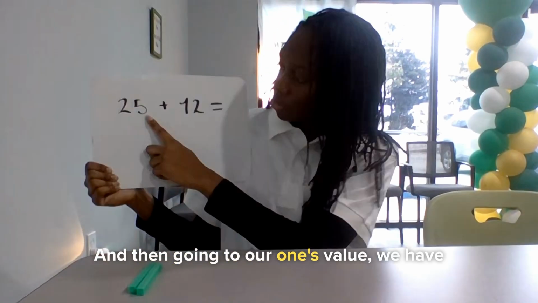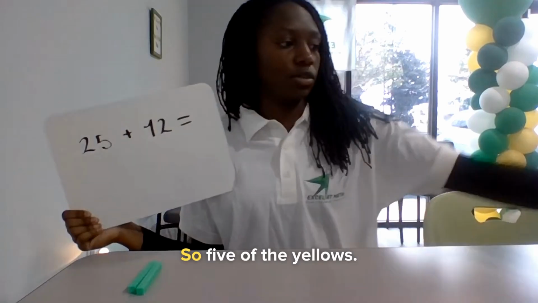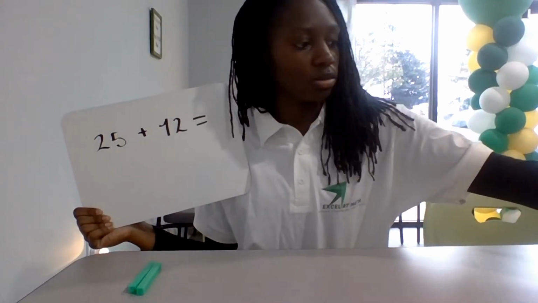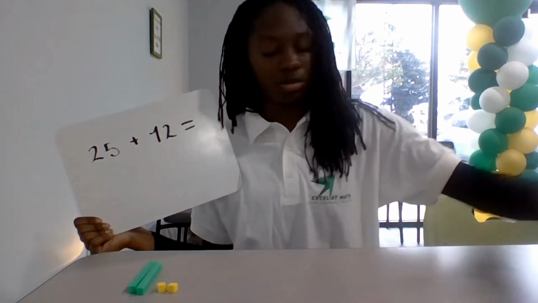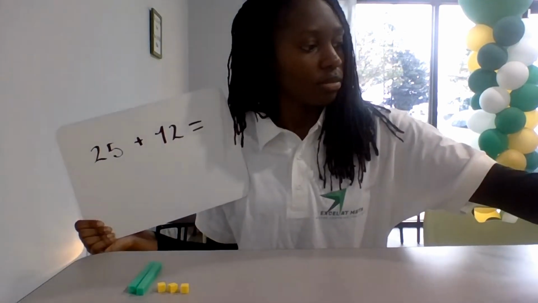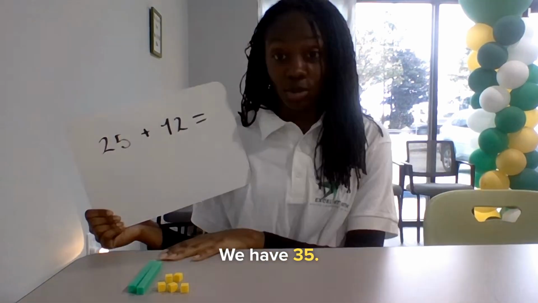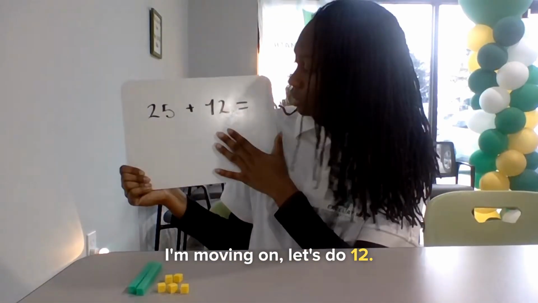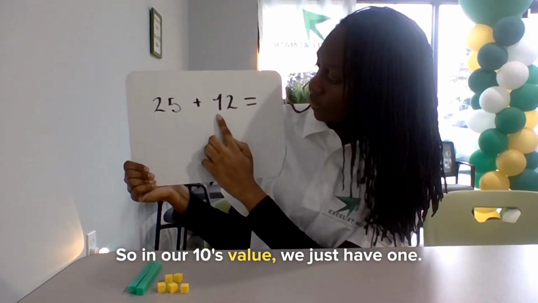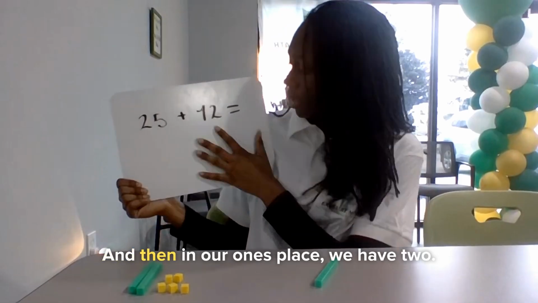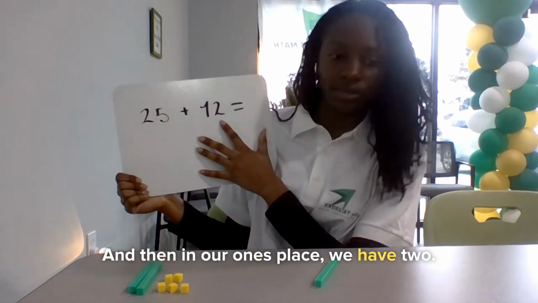And then go to our ones value, we have 5. So 5 of the yellows. 1, 2, 3, 4, 5. We have 25. Now moving on, let's do 12. So in our tens value, we just have 1. And then in our ones place, we have 2.